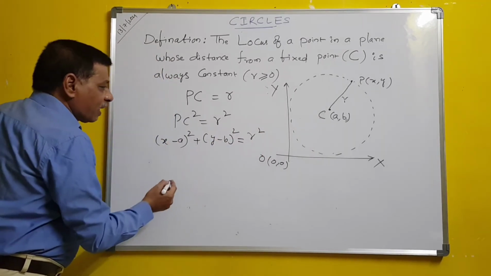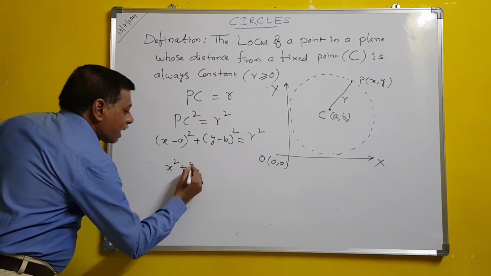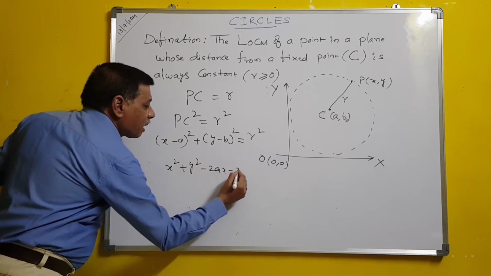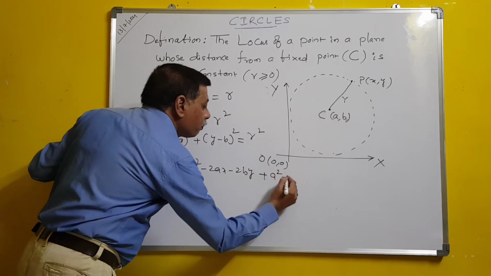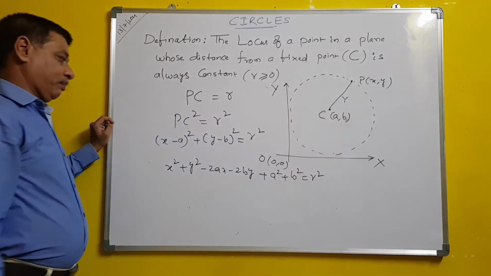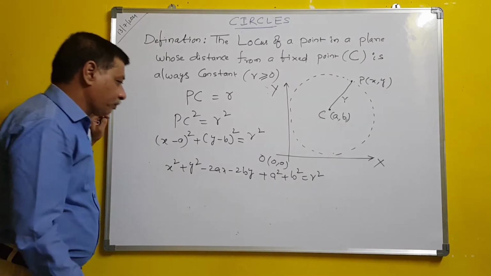Now upon simplifying this equation, we will get the form like this: x square plus y square minus 2ax minus 2by plus a square plus b square is equal to r square. So this is the simplified form of the equation.